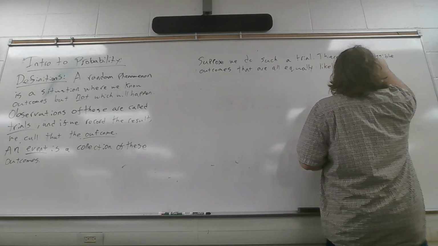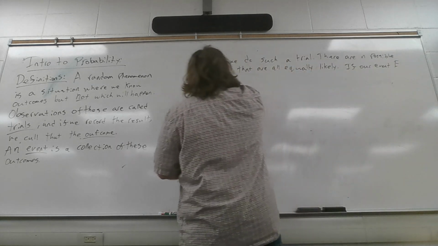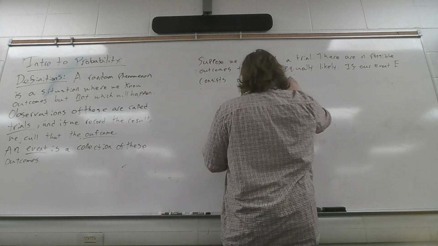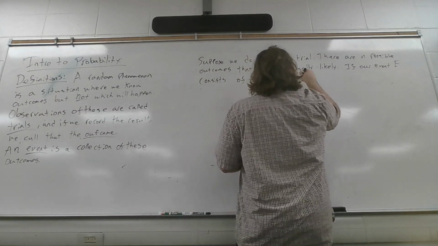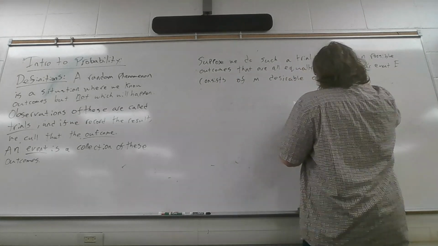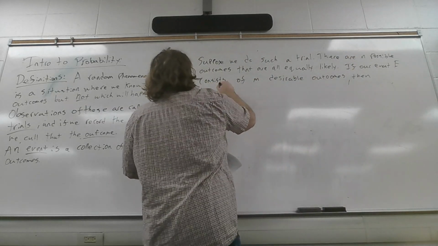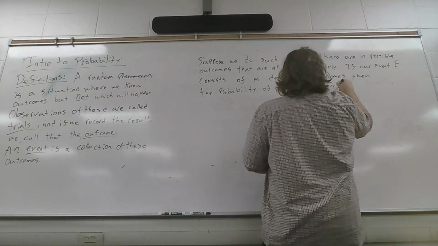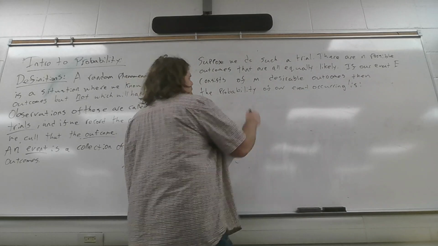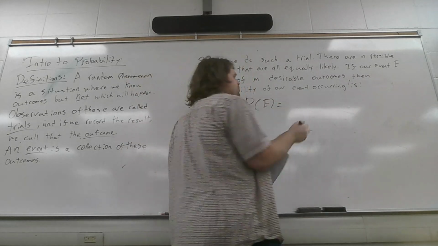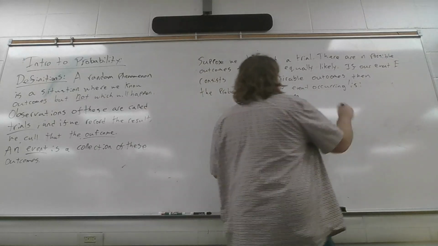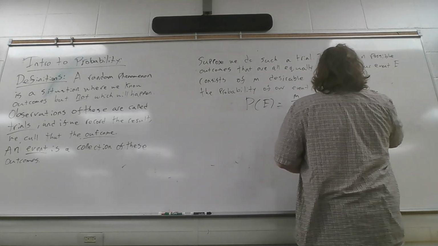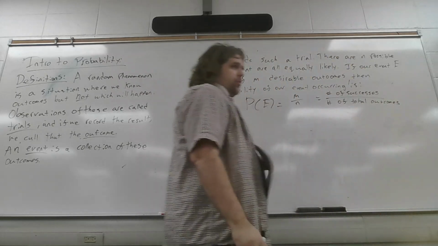So if our event, we're going to call it capital E, consists of M desirable outcomes, then the probability of our event occurring, so this is probably not a surprise if you know anything about probability, it's just M over N. So really what we're looking at is number of successes over number of total outcomes. That's kind of a general rule for calculating probabilities.